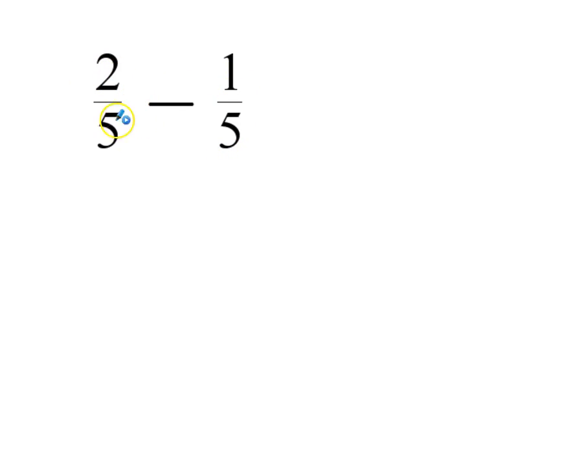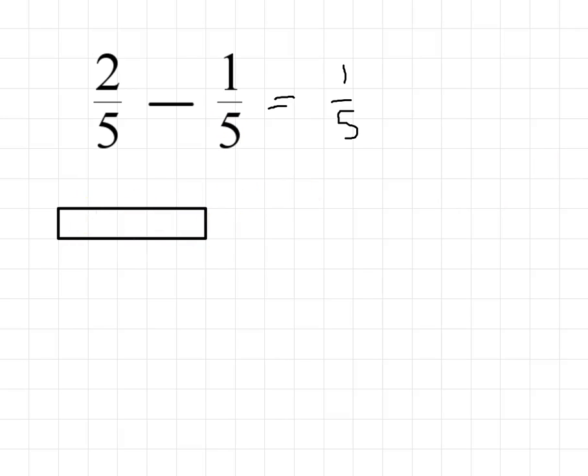2 minus 1. 2 dogs, take away 1 dog, I'm going to have 1 dog, right? So we know that this is going to end up equaling 1/5. So let's take a look at what this looks like. So I have my pieces here. I'm going to throw the grid on, so now I have 5 pieces, right?